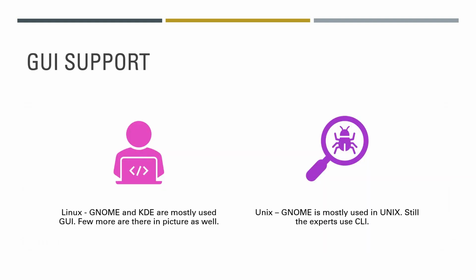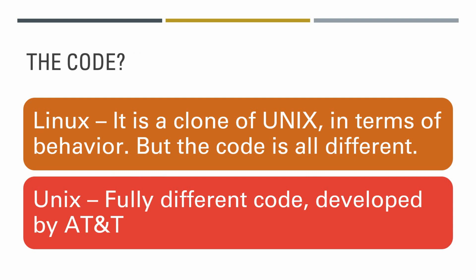And GUI support. Linux uses GNOME and KDE. They are the most used ones for getting a better GUI. And Unix on the other side also uses GNOME, and many experts still use the CLI. They are still comfortable with the CLI and they go with the CLI as well. And the code: Linux is a clone of Unix in terms of behavior. Whatever behavior Unix has, Linux will exhibit exactly the same, but the code is different. Unix on the other side has fully different code from Linux. It's developed by AT&T, but behavior-wise, if you compare, Unix and Linux will appear to be the same.